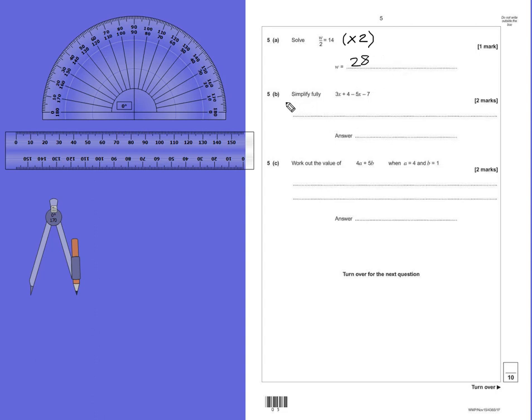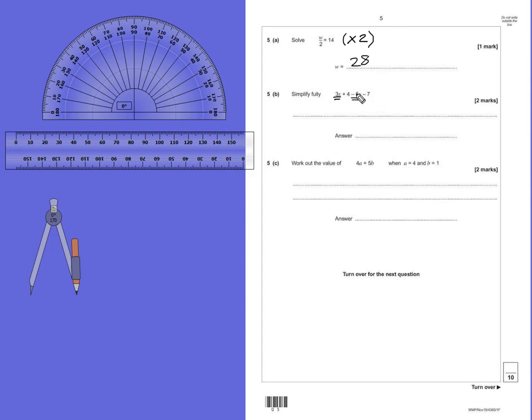For 5b, simplify fully. As soon as I see simplify, I always think make it simpler, make it smaller. We're going to try and find things which are simpler and put them together. So, I have 3x add 4, take away 5x, take away 7. First thing we realise is that we've got a couple of the parts of the expression with x in it. So the first one we got is 3x plus 4. Well, that's not got an x attached to it. But the next one we have a take away 5x and no more.